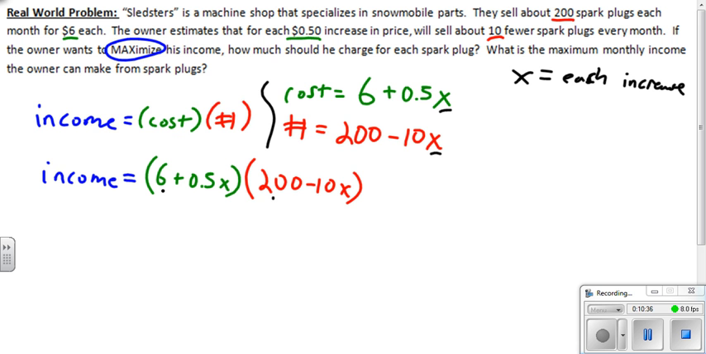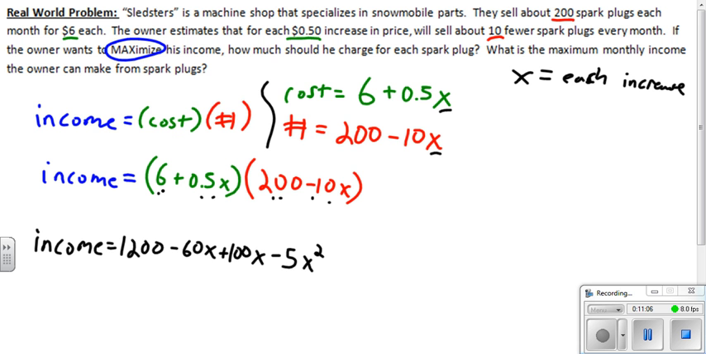So 6 times 200 gives us that our income equals 6 times 200 is 1200. 6 times negative 10x becomes minus 60x. 0.5x times 200 plus 100x, and 0.5x times negative 10x becomes a negative 5x squared.